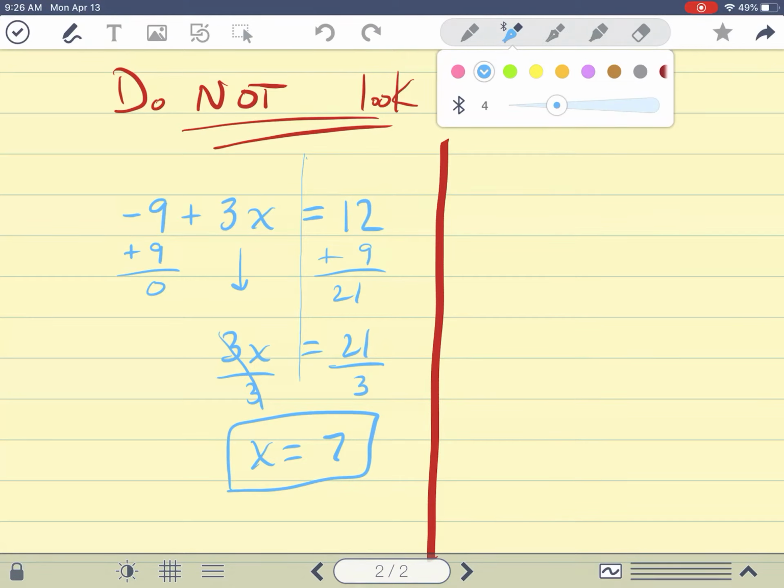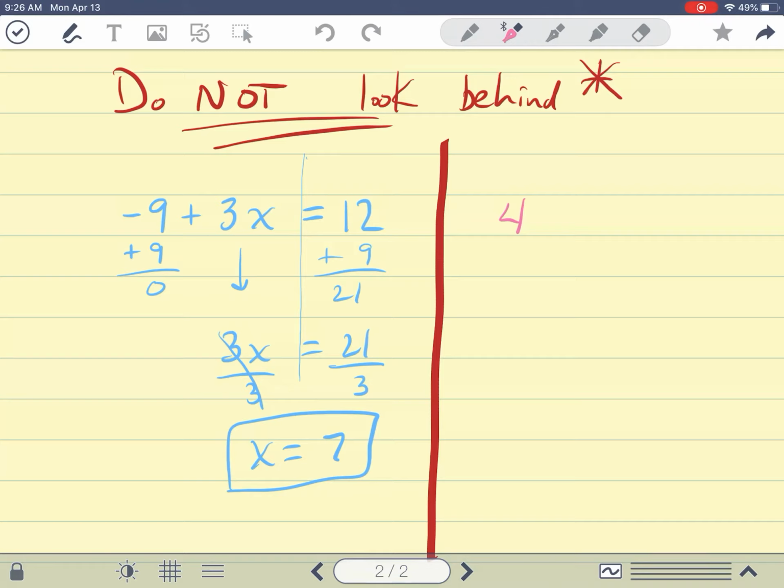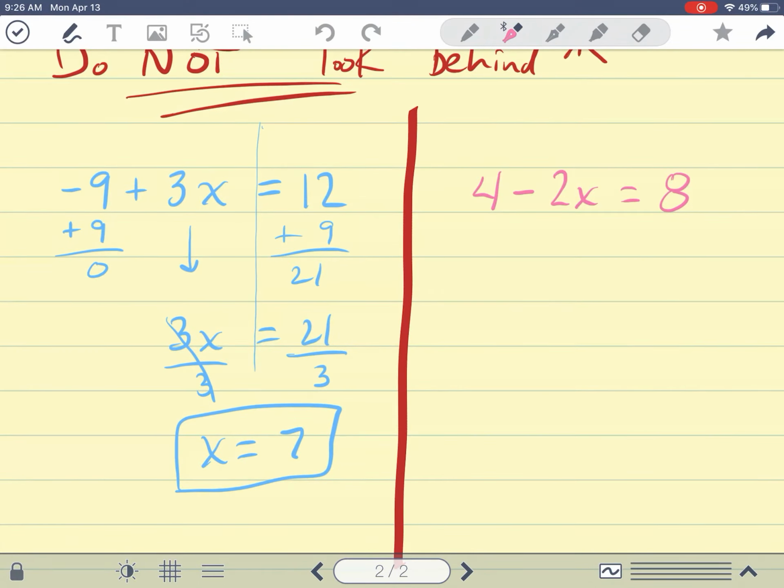All right, this is the next one I want to show you. What if it were to say 4 minus 2x equal to 8.